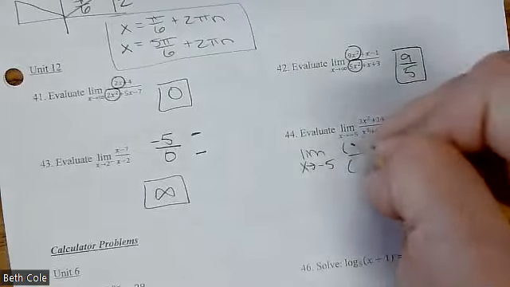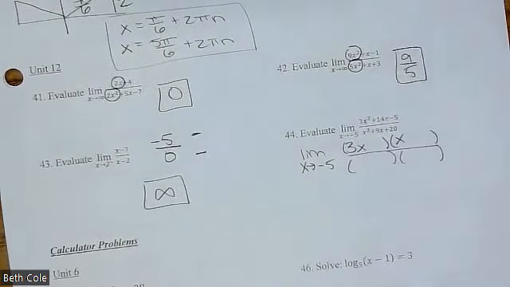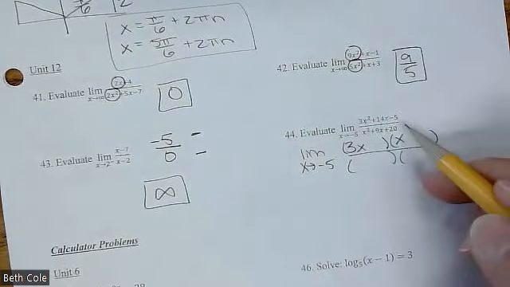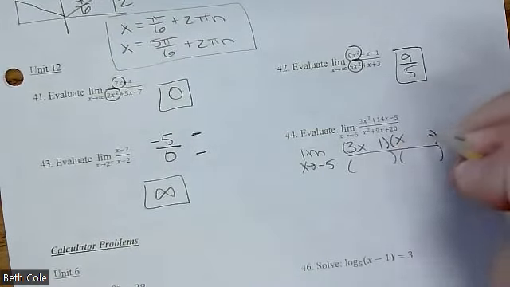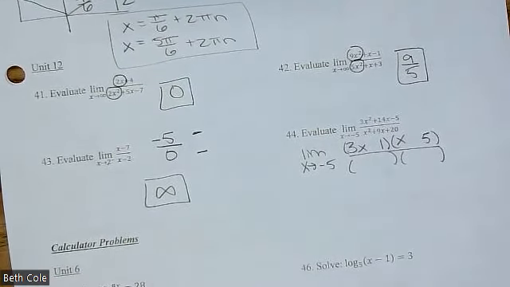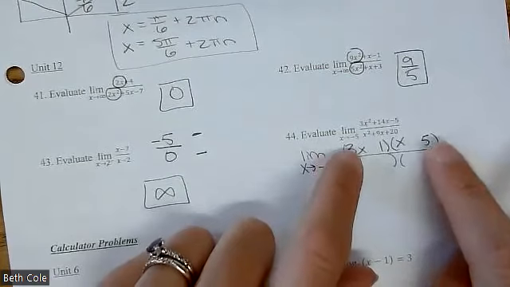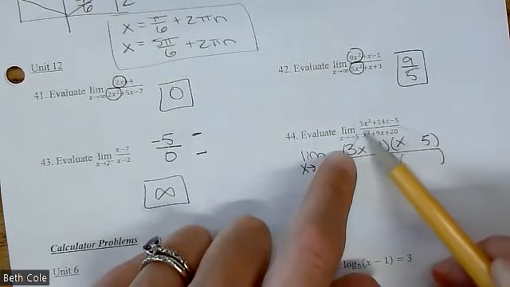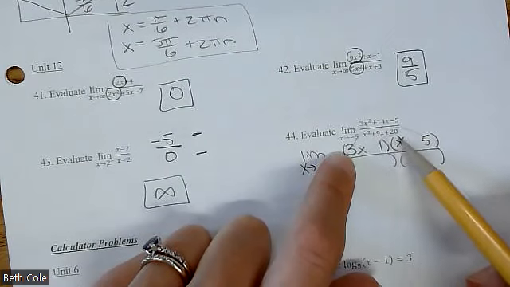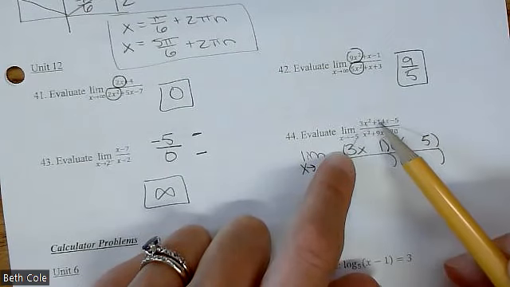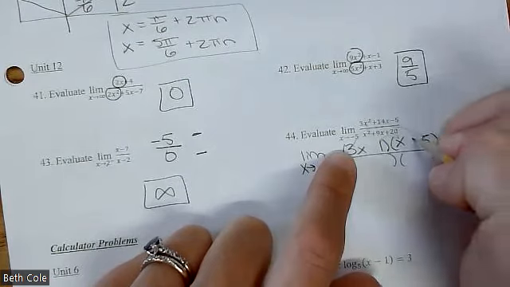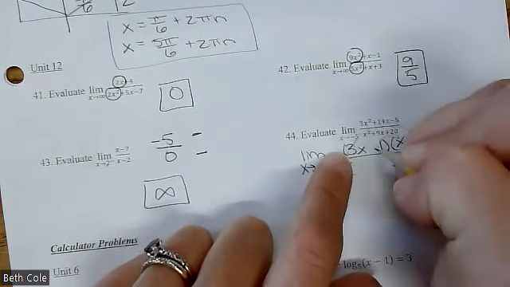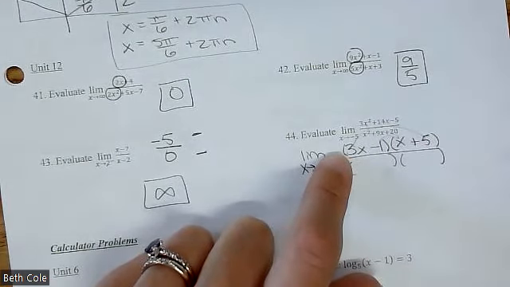3x squared is going to split 3x and 1x. 5 is 1 times 5. So now let's check. If you multiply the outsides, what do you get? 15x. Good. And then the insides, 1x to get 14 plus 15. So plus with the 5 minus 1.